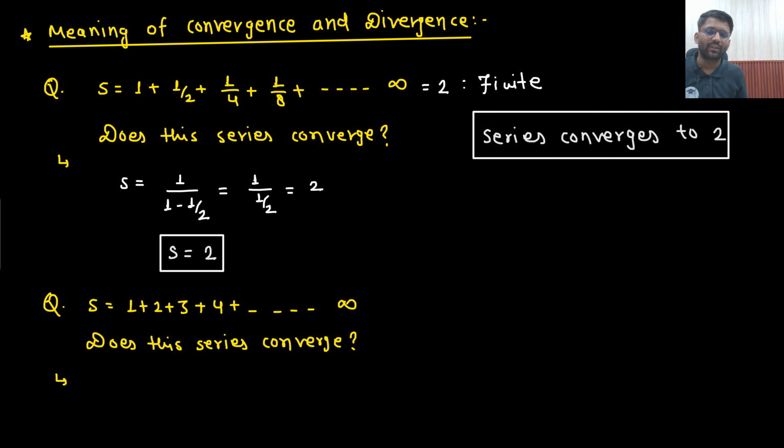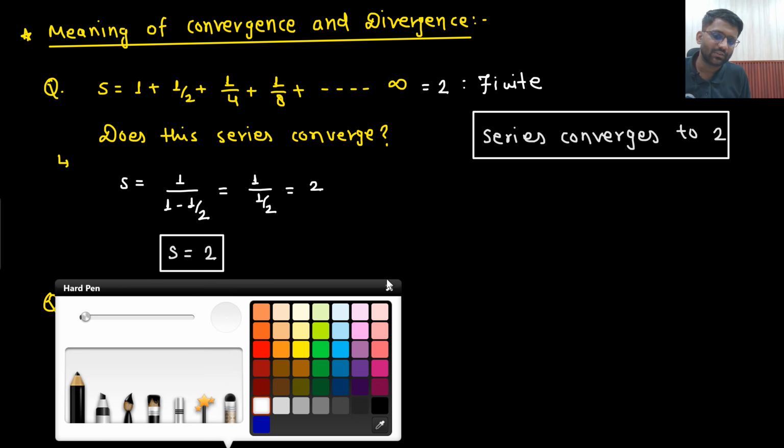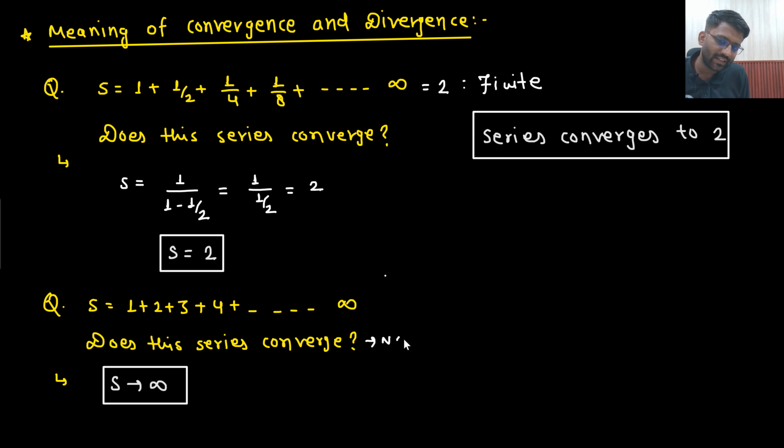And what is the meaning of divergence? Like if you add up 1 plus 2 plus 3 plus 4 plus 5, the numbers will keep on adding up, and you would know that S will tend to infinity only, right? The number is rising only. So what does that mean? That means the series diverges. Does the series converge? No. The series does not converge, or you can say the series diverges.